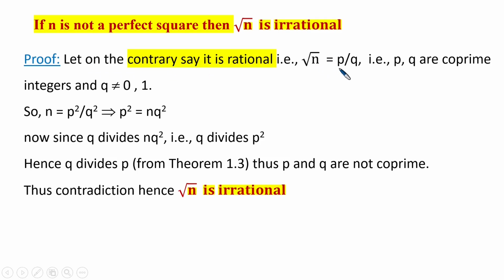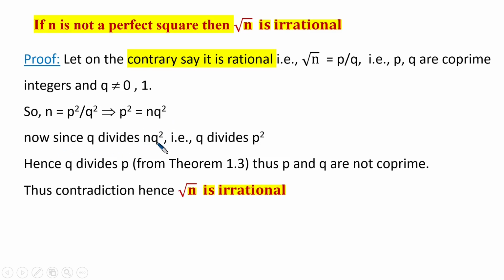So let us, on the contrary, say it is rational. That is, the square root of n can be expressed as a ratio of two integers p by q, where p and q are co-prime numbers and q is not equal to 0 and also 1. For any rational number, you have to take a ratio of two co-prime numbers. So this is the condition that q is not equal to 0 or 1. Now n is equal to, I square it, p square by q square. So p square is equal to n times q square.